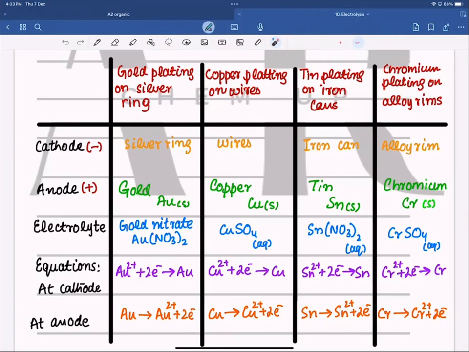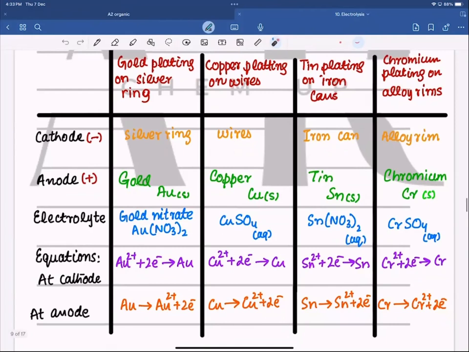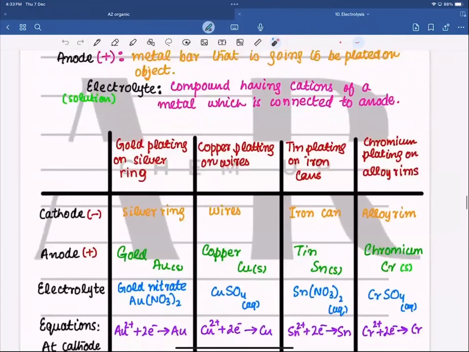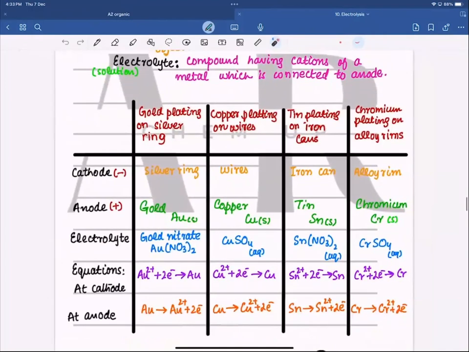Then to add a little. Where? The electrolyte. Sir, what is the symbol of gold? Au. It's written over here, all the symbols.